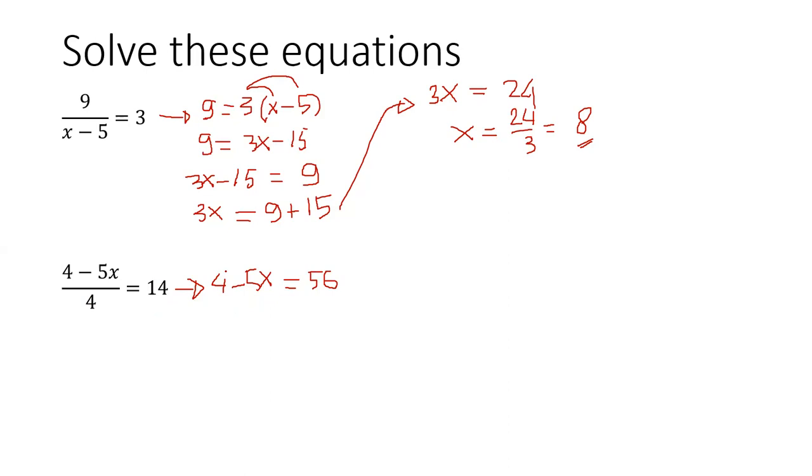Next. Now 4 from first term gonna move to the second term. So become negative 5x equal 56 minus 4. Right? And negative 5x equal 52. So x equal, from multiply become division.